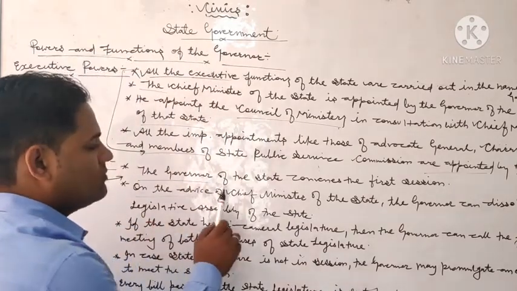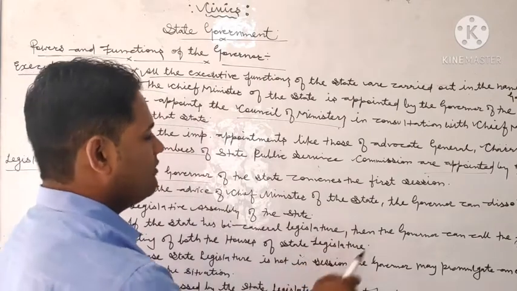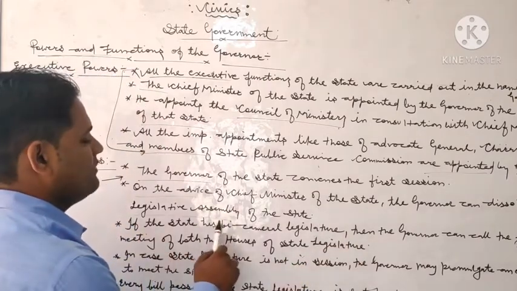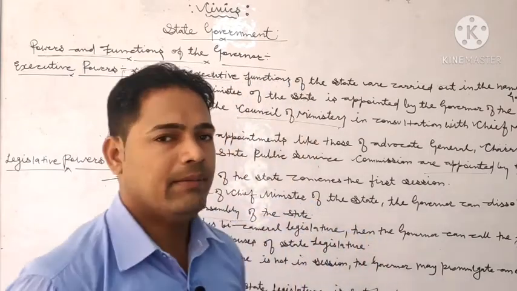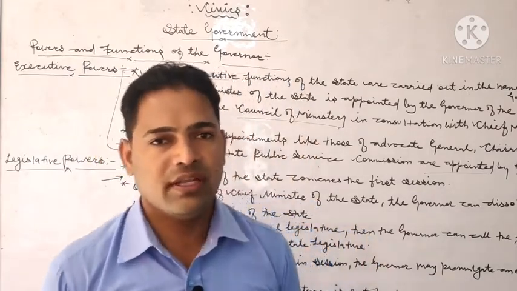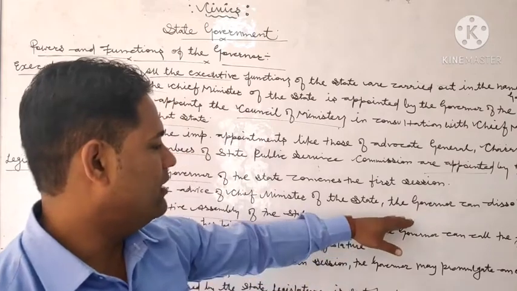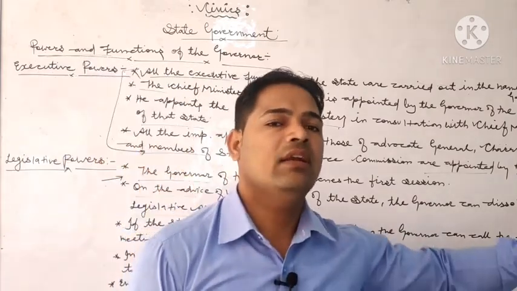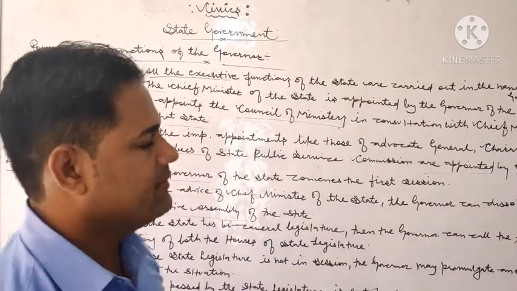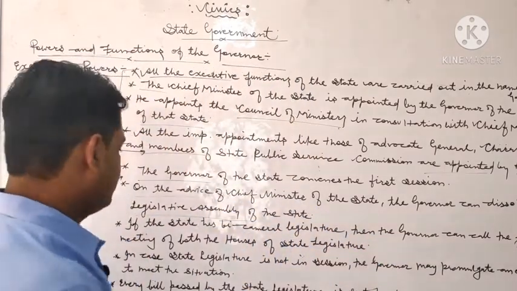Next, on the advice of the chief minister of the state, the governor can dissolve the legislative assembly of the state. If the members in the legislative assembly are not able to prove their majority, then on the advice of the chief minister, the governor has the power to dissolve that legislative assembly. Means the Vidhan Sabha can also be dismissed by the governor.